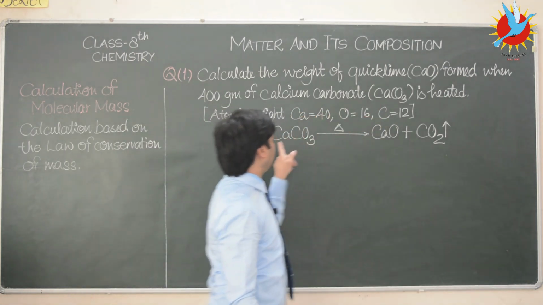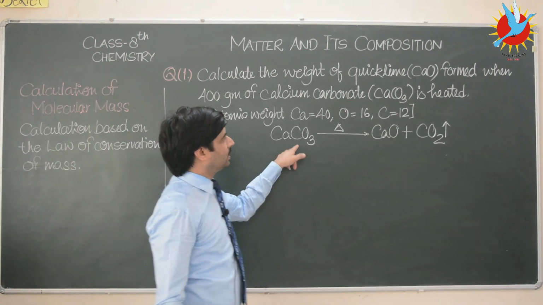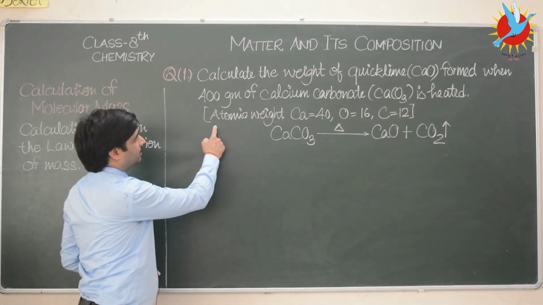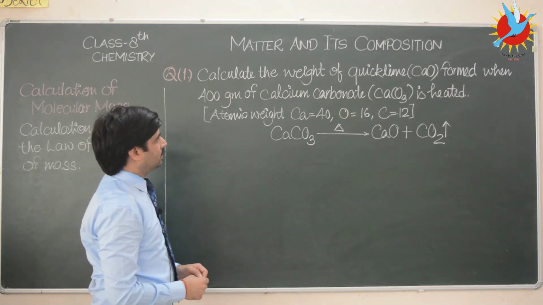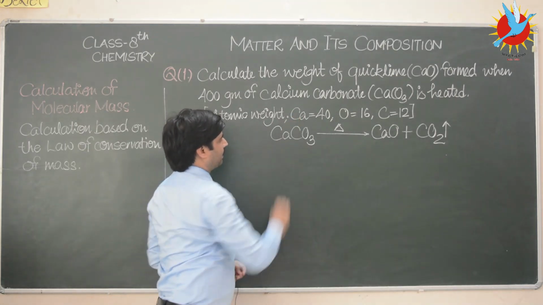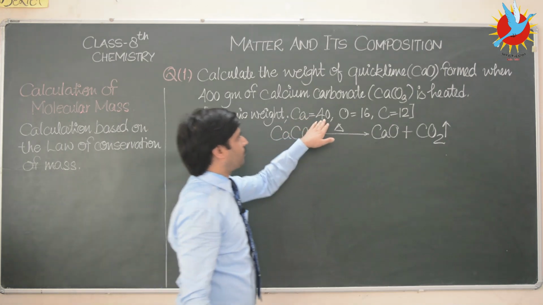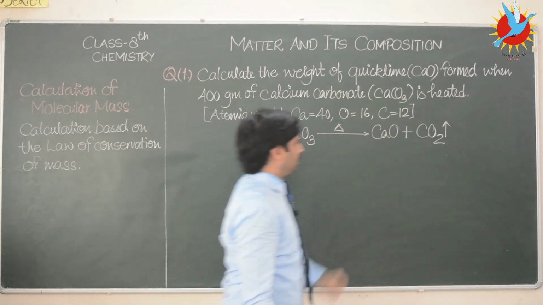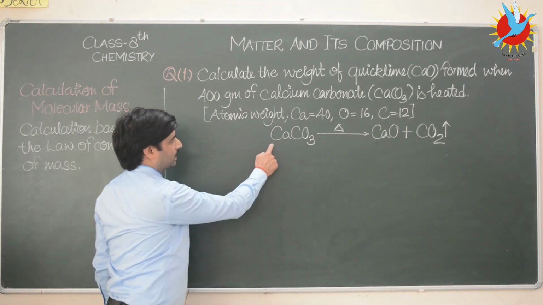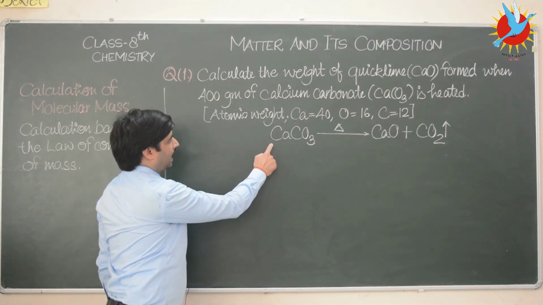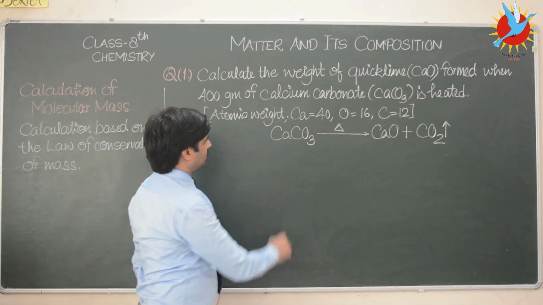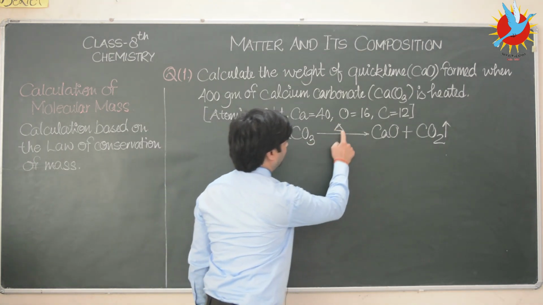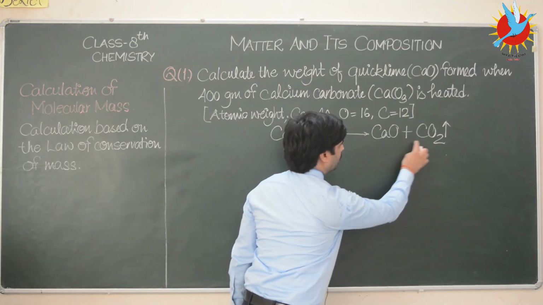the formula CaCO3 is heated, and we are also provided with the atomic mass of the element calcium, that is 40, oxygen 16, carbon 12, and along with it we have the equation which is balanced. CaCO3 after heating strongly will form CaO plus CO2.